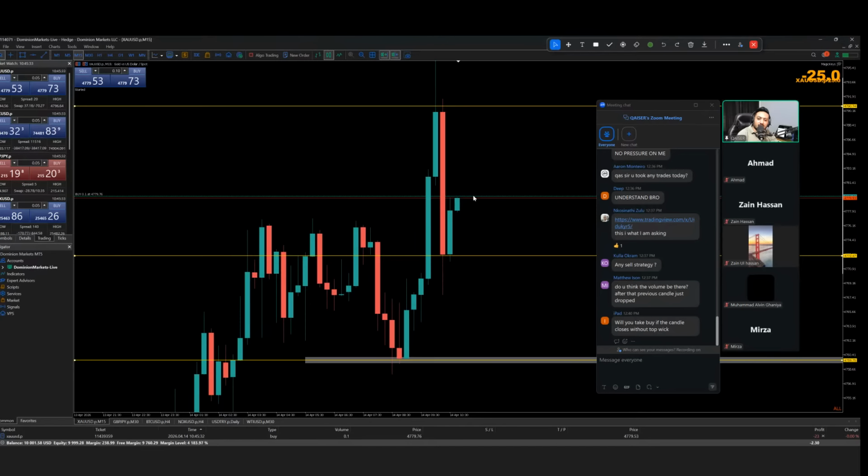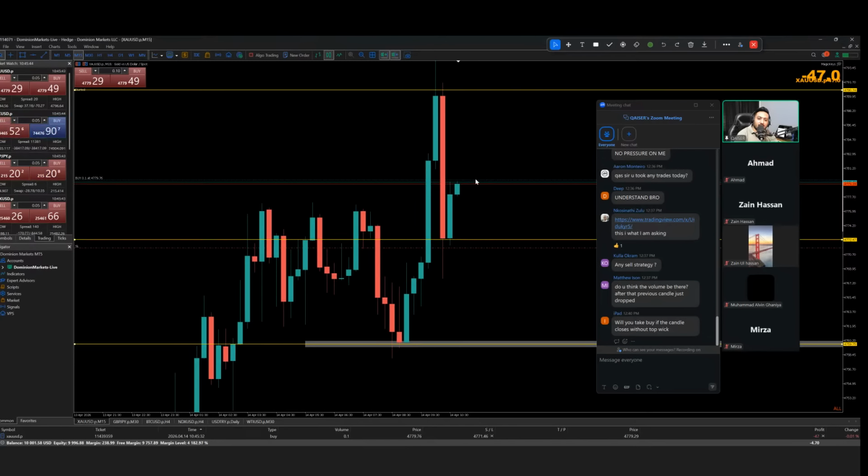Okay, here I executed a buy. Stop loss could be below the previous candle low. It's like 80 pips, man. Profit should be somewhere here. Let's see how it's going to work out. Actually, I'm getting a bigger stop loss, so that's why I'm using a lower lot size than usual.